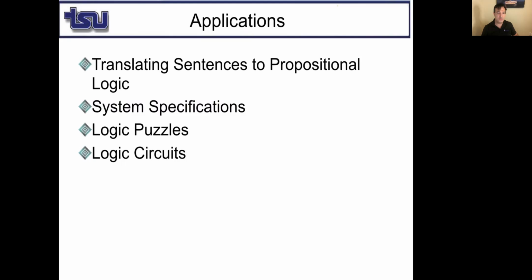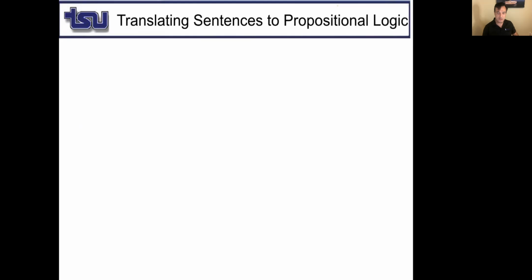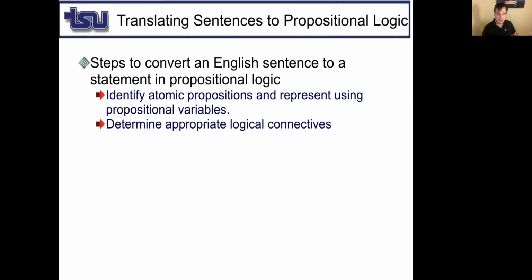When you develop a software system, there are different phases. For example, you start with requirements analysis, which leads to development of system specifications. Then you design, implement, test, and so on. So propositional logic is extremely useful in system specifications, or writing down system specifications mathematically. And logic puzzles and logic circuits are some applications. Let's see a little bit of each one of them.